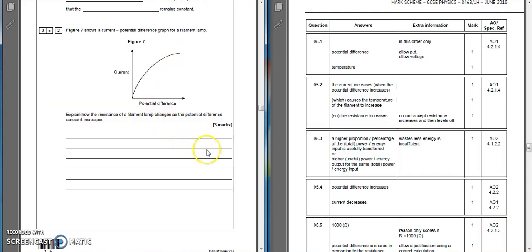So key 3 bits we're looking for. The current and the potential difference both increase. That means it'll get hotter, which means the resistance will steadily increase.